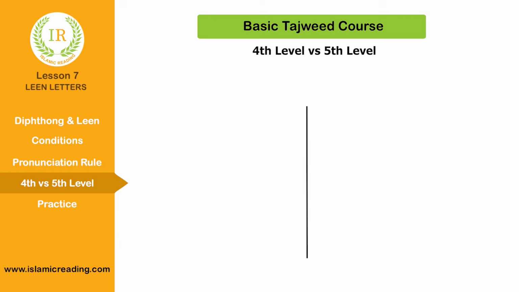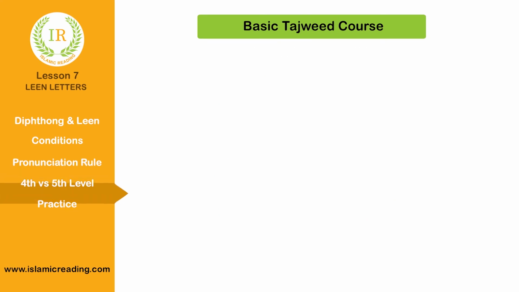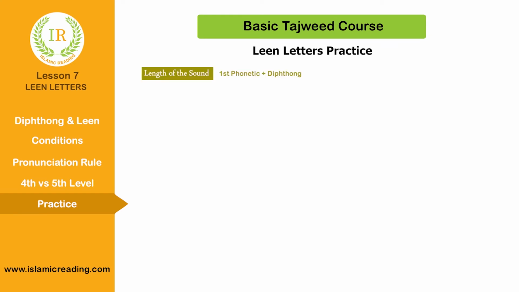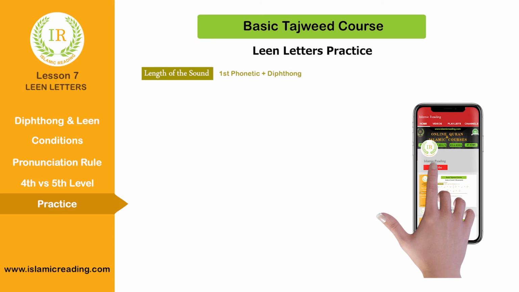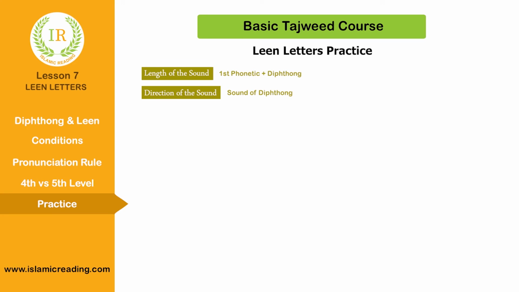The difference between Madda letters and Leen letters is basically of their sound. Madda letters are pronounced long with only one vowel direction, but Leen letters are pronounced with combined sound of two vowels. Also notice that conditional movements are also different with them. A Ya Madda has kasra on the preceding letter, but a Ya Leen has fatha on the preceding letter. Waw Madda has a dhamma on the preceding letter, but Waw Leen has fatha on the preceding letter. Length of the sound is first phonetic plus combined sound of two vowels, and direction of the sound, we don't have a single direction here, so it will be simply the sound of the diphthong.